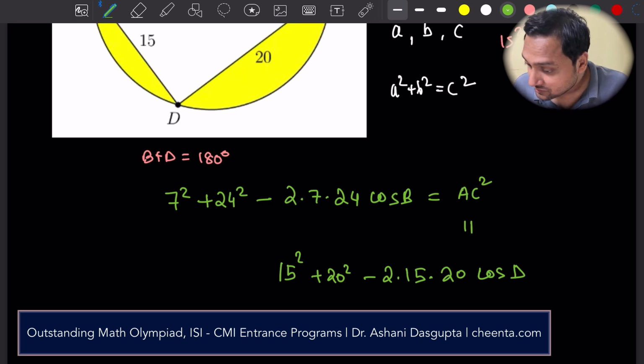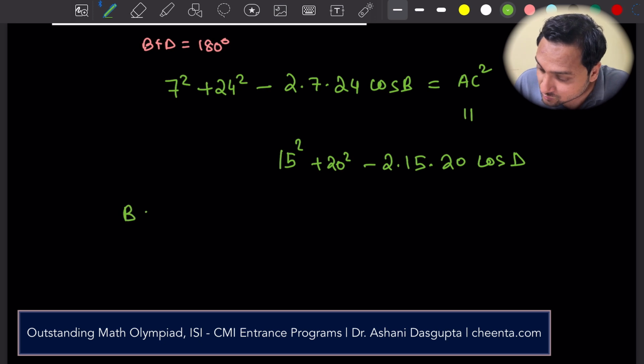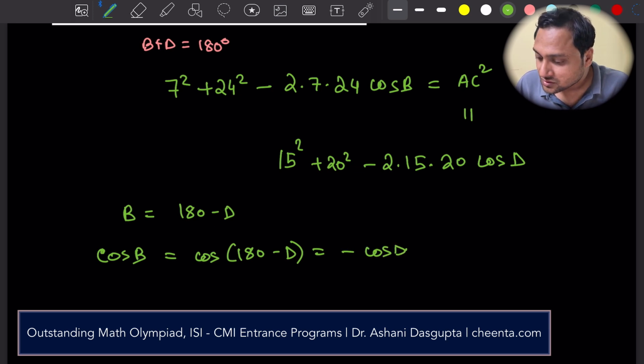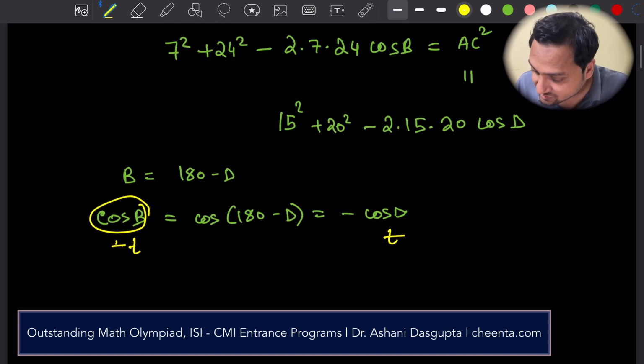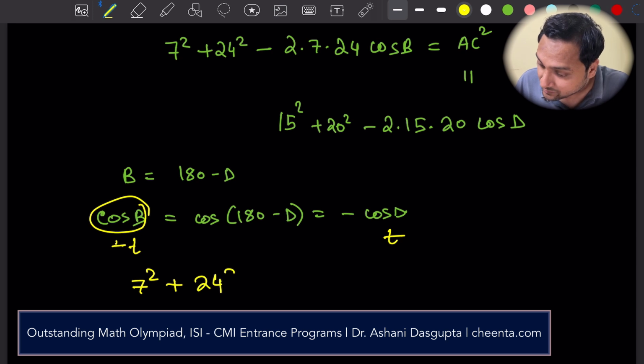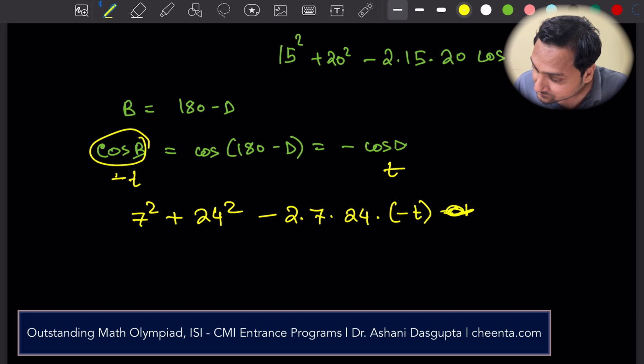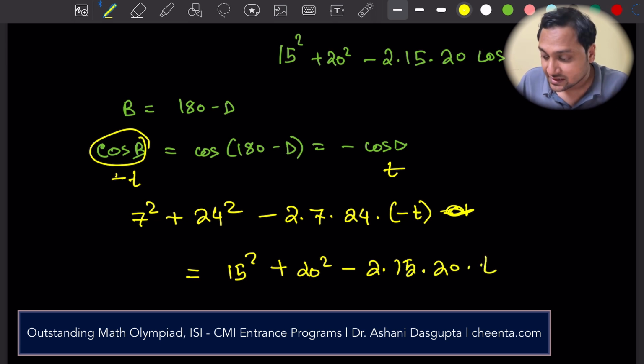First thing first, since B is equal to 180 minus D, therefore cos B is equal to cos of 180 minus D, which is minus cos D. So if cos D is t, then cos B is minus t. So we can replace that. So 7 square plus 24 square minus 2 times 7 times 24 times minus t is equal to 15 square plus 20 square minus 2 times 15 times 20 times t.